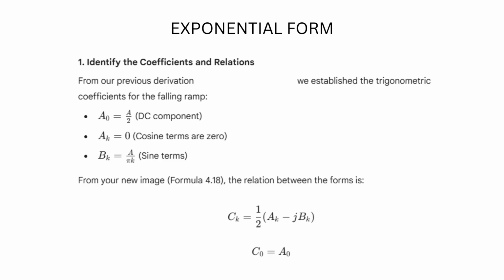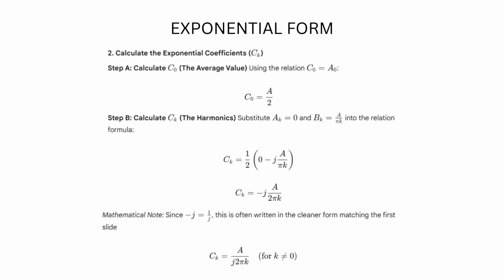The relationship between the forms is c sub k is equal to 1/2 times the quantity of a sub k minus j times b sub k. C sub 0 is equal to a sub 0. Now we calculate the exponential coefficient c sub k. We calculate c sub k, or the average value. C naught is equal to a naught. C naught is equal to a over 2.